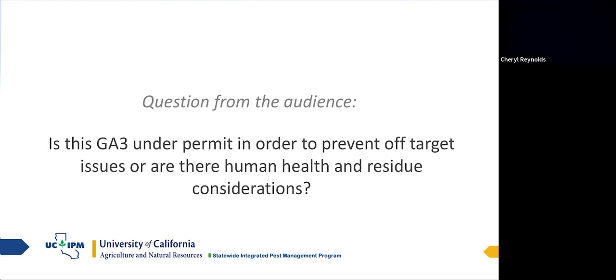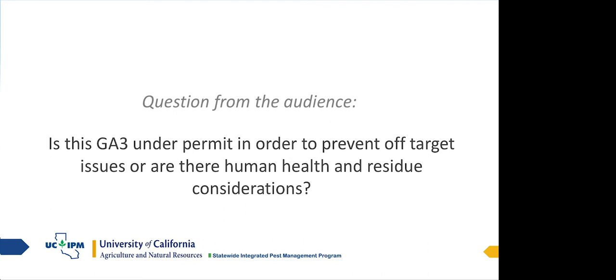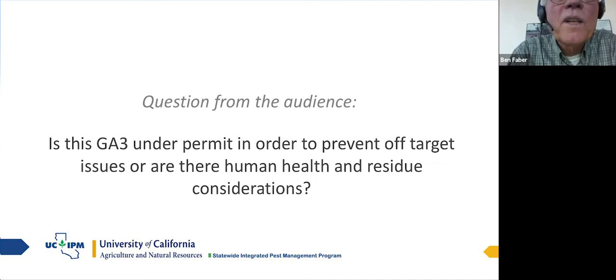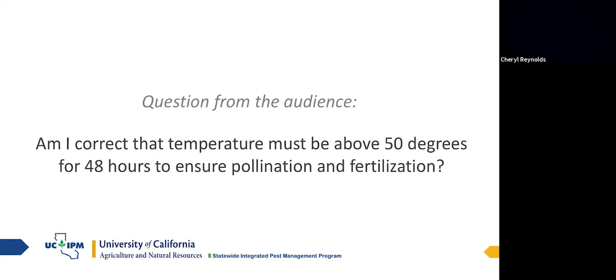The next one. Is GA3 under permit in order to prevent off-target issues, or are there human health and residue considerations? No, it's because it was a special local needs permit. It was fast-tracked. I understood the question: does it have an environmental effect, and is that why it's under an SLN? It's under an SLN because that was the fastest way to get it permitted for grower use. It will eventually get a full registration. Is that clear?